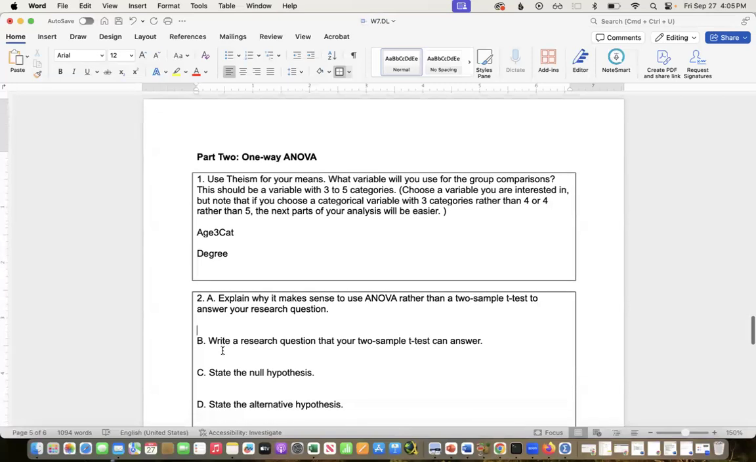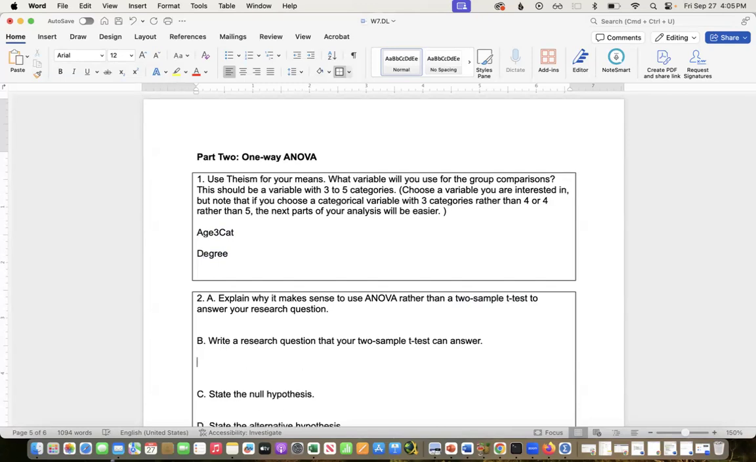Why are we using ANOVA rather than a 2-sample t-test? A 2-sample t-test is comparing 2 groups. Here we have 3 different age groups, and here we have 5 different degree levels. If it's more than 2 groups, you have to use a one-way ANOVA instead of a 2-sample t-test. A 2-sample t-test is only for comparing 2 means, and here we're comparing more than 2 means.